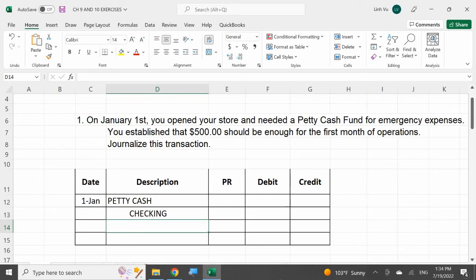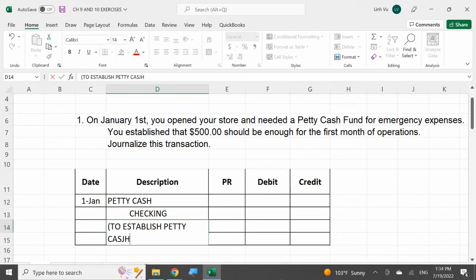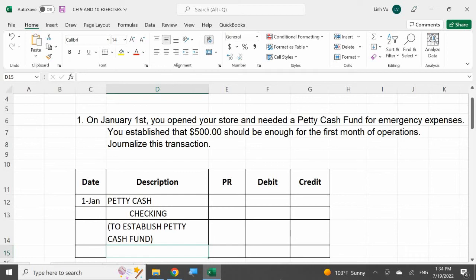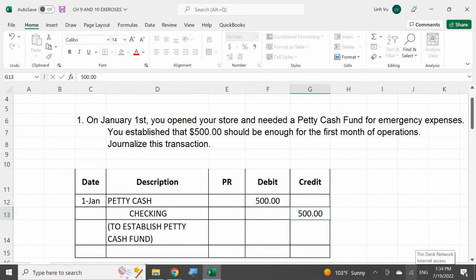Where's the money going to come from? It's going to come from your checking account, to establish a petty cash fund for the amount of $500. Okay? Good.